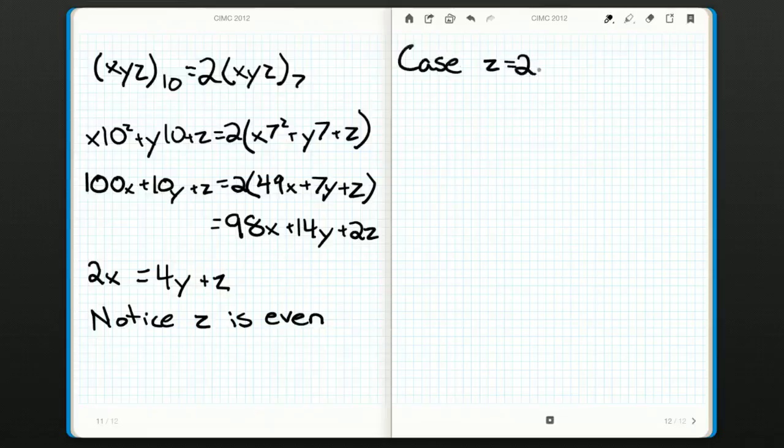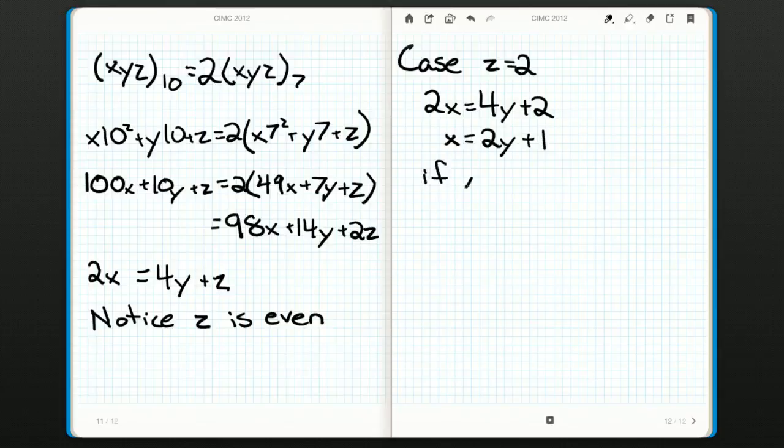So, if z is 2, what are we looking at? 2x equals 4y plus 2. We divide through by 2. Okay, we get x equals 2y plus 1. So now we just have choices for y. So the first thing y can be is 1. And if y is 1, can we get a valid x? Yes, we can. x would be 3.